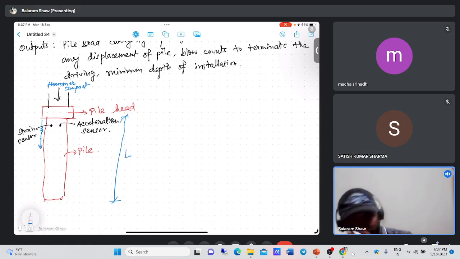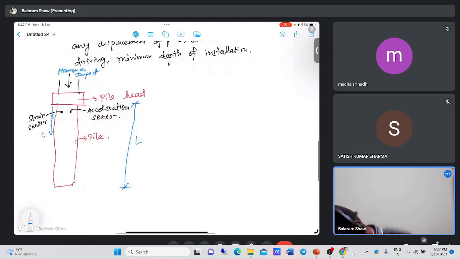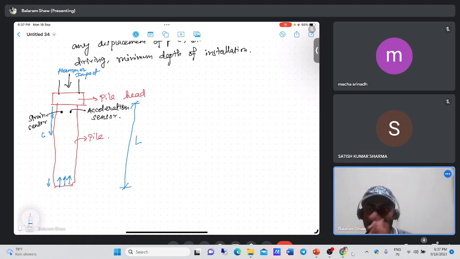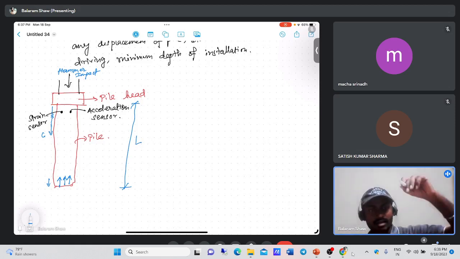So the waves will be traveling with a velocity, let us say c, and after traveling till the bottom, what will happen? It will get reflected back, isn't it? And again it will travel L distance, and then it will be sensed at the acceleration sensor, and whatever sensors we have on that. And again it will come back, again it will go, and the amplitude of the wave will be decreasing slowly.